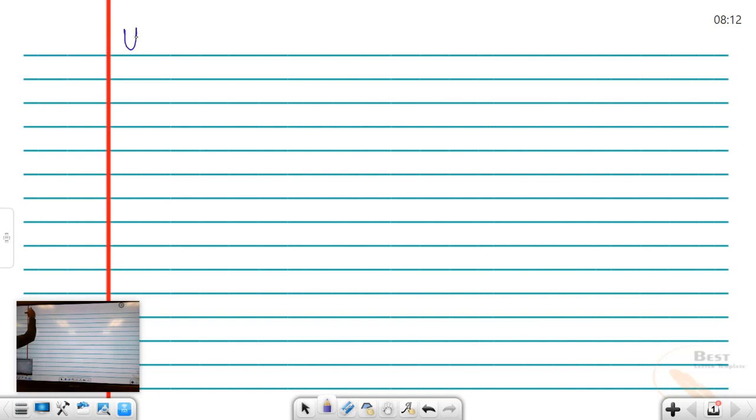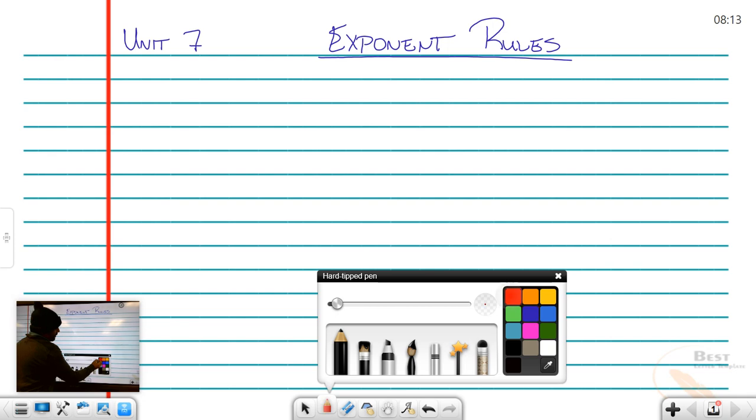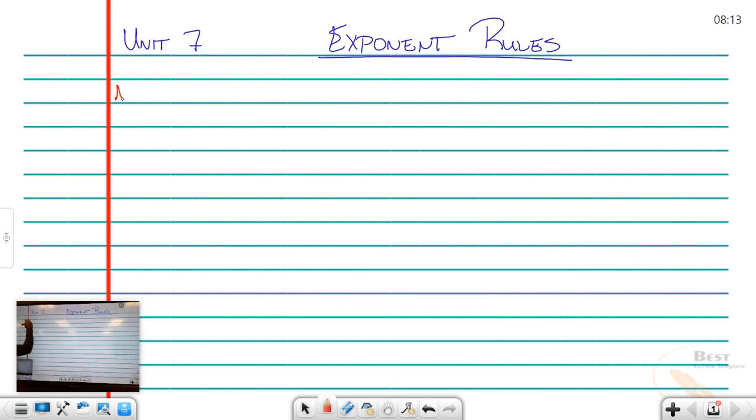We are still in Unit 7, all right? And the first one that we're going to look at here, we're just going to deal with exponents in general. So we put exponent rules. All right, so we're going to go through 3 rules today. Our first rule we're going to look at is our negative exponent, or our negative rule.